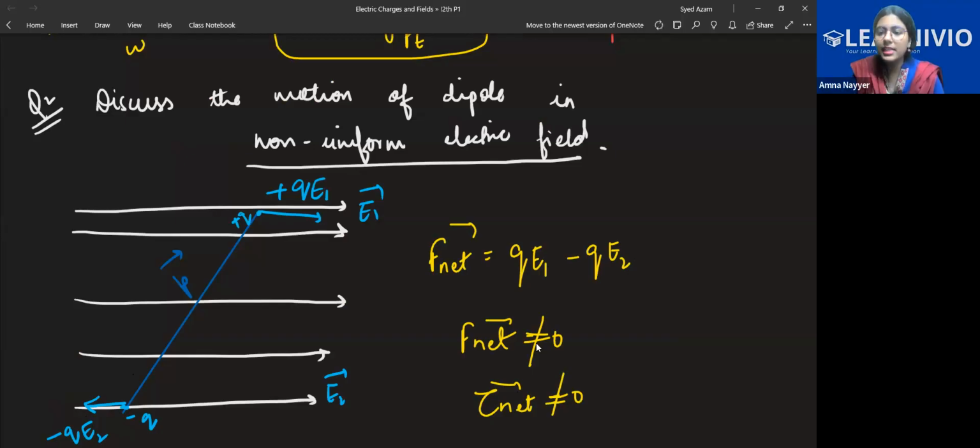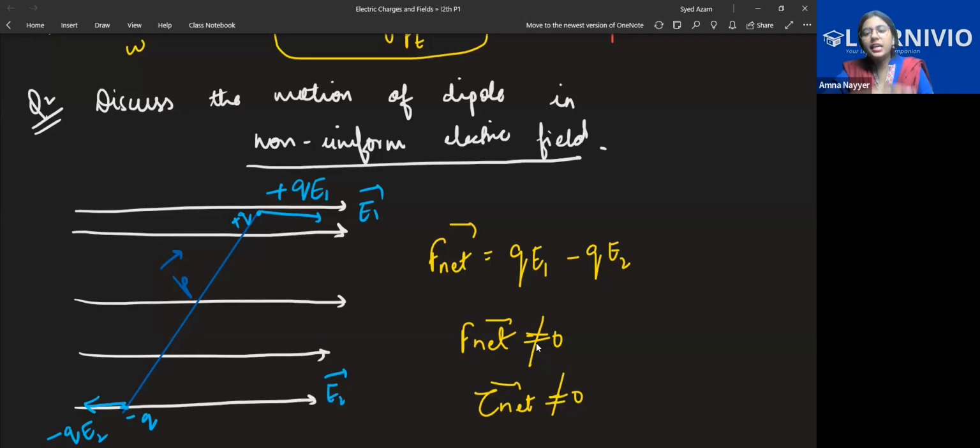In the previous case, when we had the dipole, what happened? Why was it getting rotated? Because one force is being applied from this side, one force was getting applied from this side. Plus QE and minus QE. So this led to the rotation of the dipole.